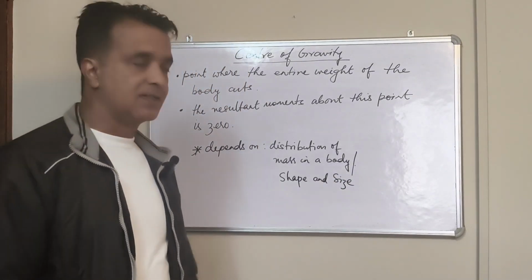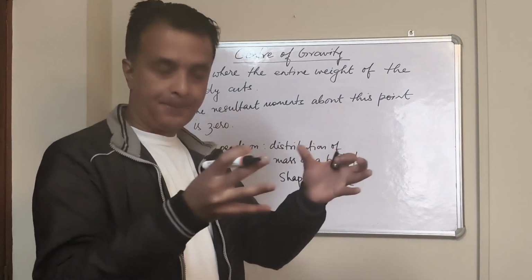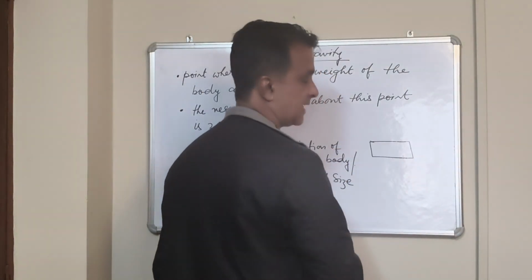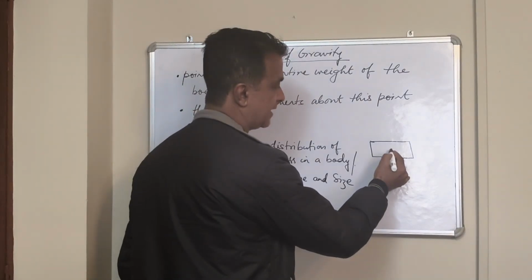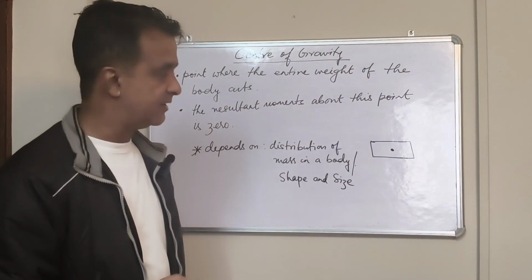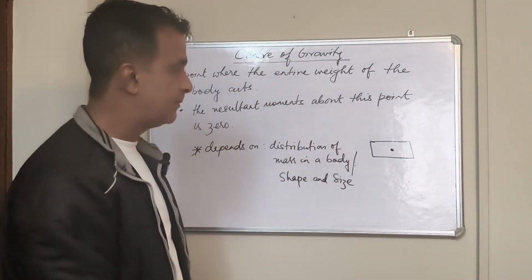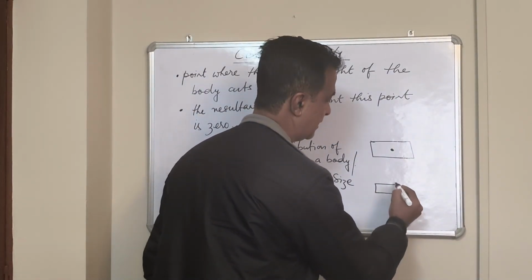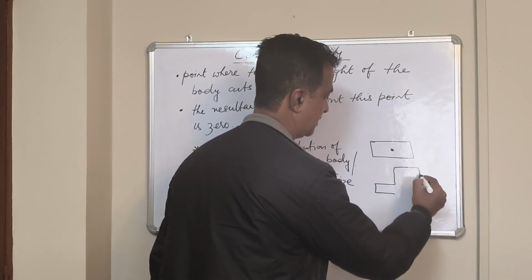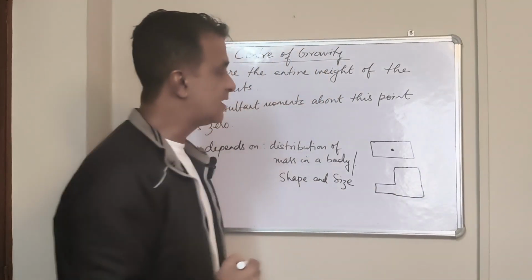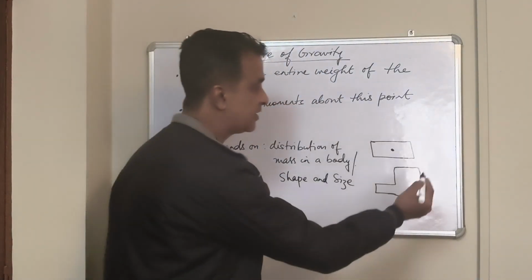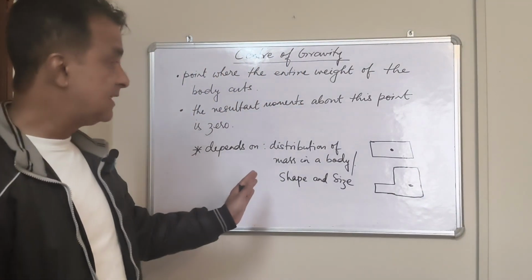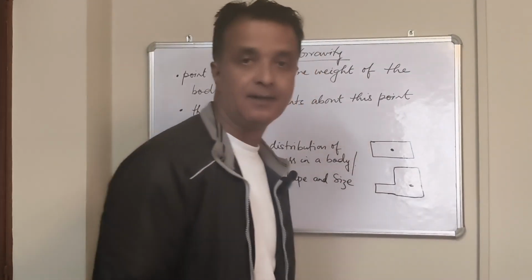Now let's try to understand this first. Supposing you had some play clay, and you had this play clay in this shape. Where would the center of gravity be? At its geometrical center, right? At the center is the center of gravity. Now, if I was to change the shape of this clay, I made it into a different shape, and I put most of the mass on this side. Now, the center of gravity will shift. It will shift towards where there is greater mass. So, the center of gravity depends on the distribution of mass in our body.